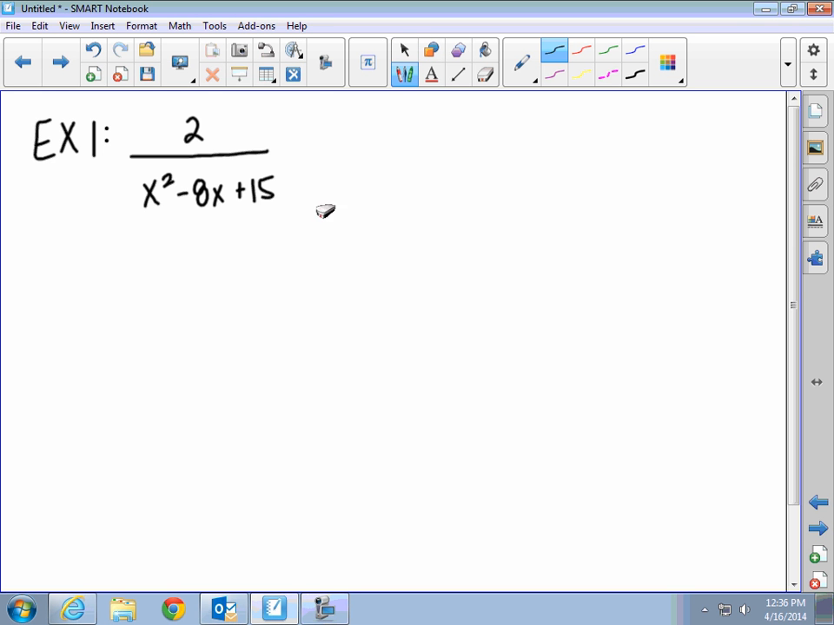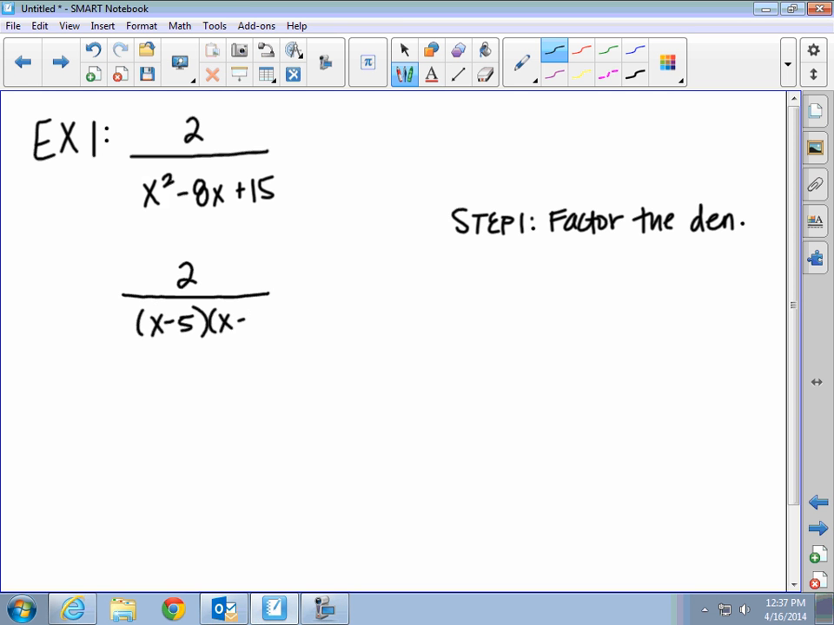Okay, the first thing you're going to do, step 1, I'm going to write steps over to the side. You're going to factor the denominator. Who can factor this for me, please? Someone other than Sean. Zach. X minus 5 and x minus 3. You guys, that will always be your first step in partial fraction decomposition, okay?